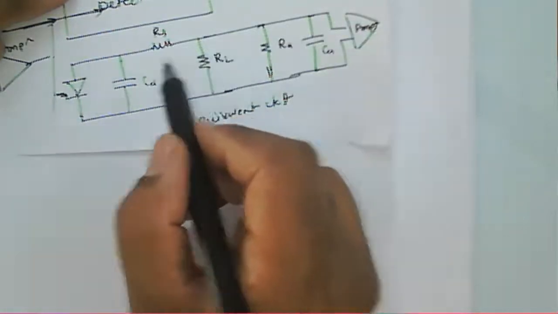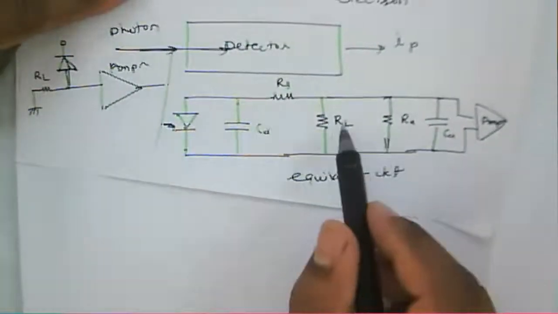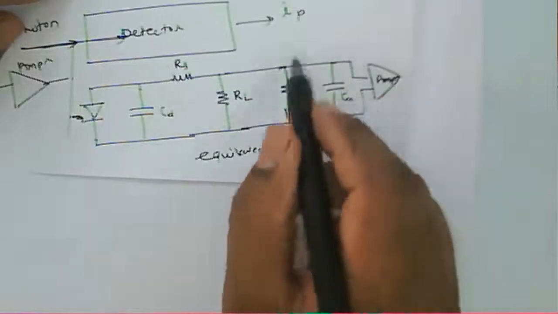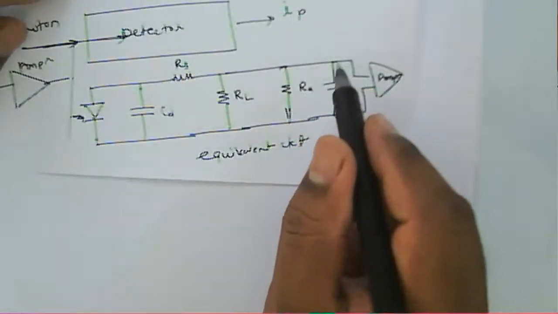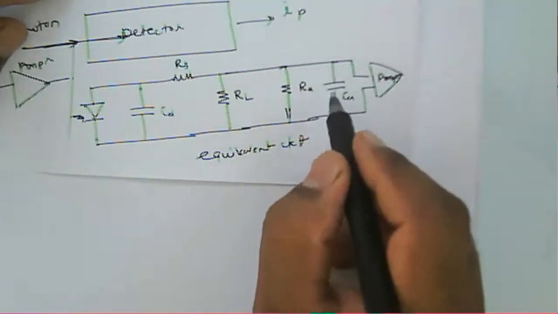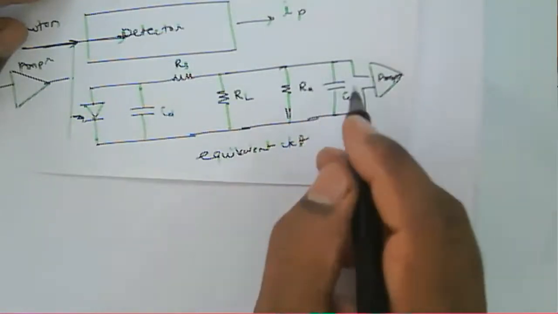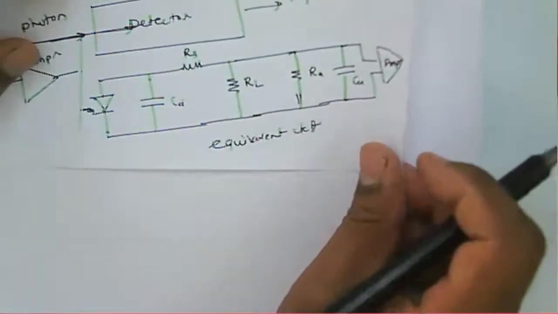Then we have a load resistor, that is about load resistance here. We say load resistor here. Same, we have a load resistor here, and then this portion is about your amplifier component, that is about the input capacitance and the resistance for this amplifier. So that is about the equivalent circuit.